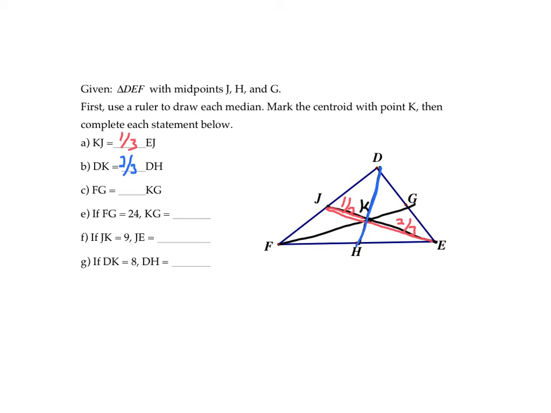For our last median, we're going to compare line segment FG, that's that whole segment, to line segment KG. So KG is 1/3 of the whole thing. Then FG has to be equal to 3 times the length of KG. So 3 times this length will equal this entire length. Okay, I'm going to clean this up a little bit, and then we're going to plug in some numbers.